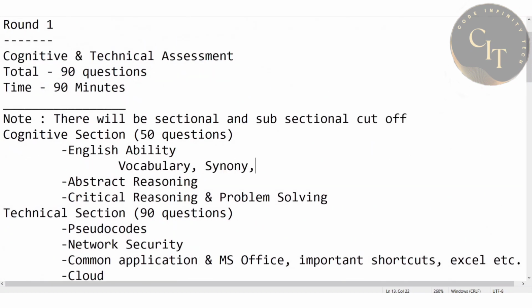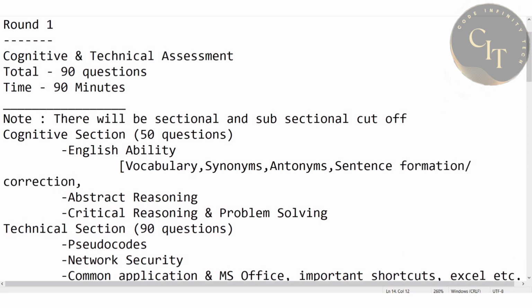Firstly, coming to the cognitive section, there is a subsection called English ability. In that you will have topics from vocabulary, synonyms, antonyms, and then questions based on sentence formation, like fill in the blanks, or questions based on correcting sentences or error detection. Then a few questions based on jumbled sentences, like partial jumblings, and then questions on reading comprehension.